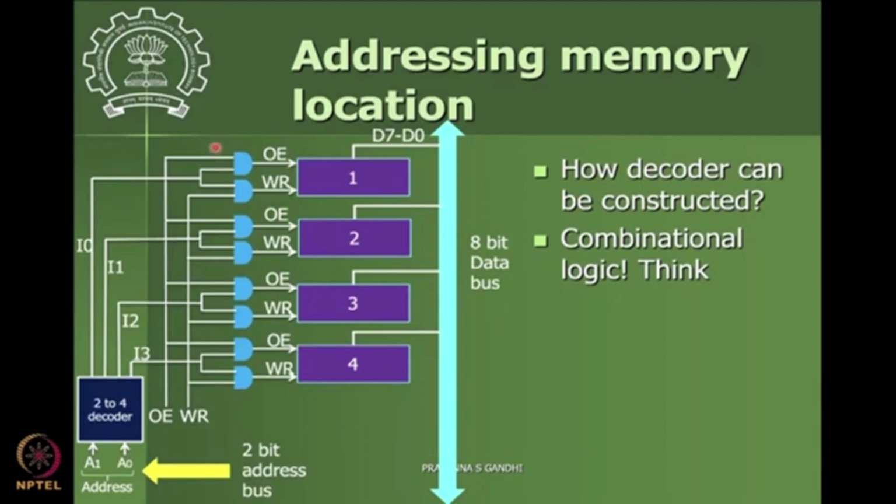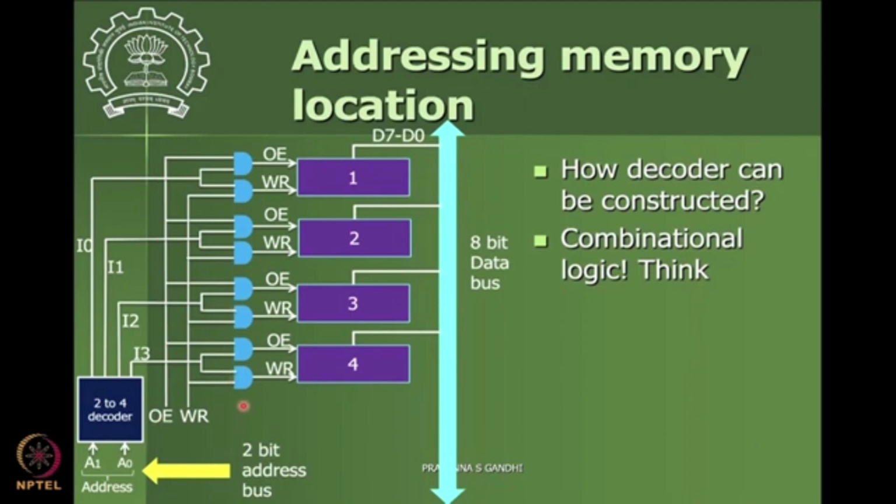You can see that we have put some AND gates here. The output of each AND gate is connected to the output enable and WR pins, and one of the inputs is connected to the decoder, so that now I can address this particular memory location. Depending upon what I put here, this is now my output enable, one single pin for all the registers.